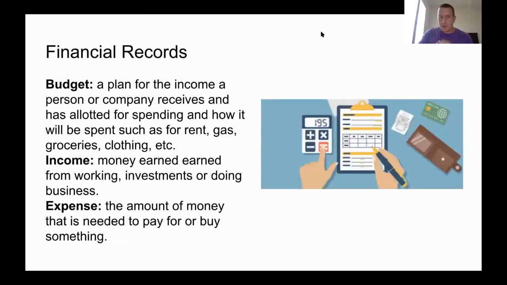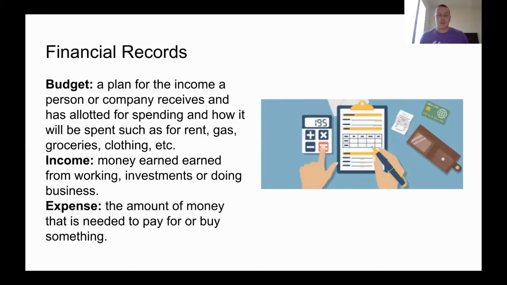So let's talk a little bit about a couple definitions that are important for us to know. The first one is budget. A budget is a plan for the income a person or company receives and has allotted for spending and how it will be spent, such as for rent, gas, groceries, clothing. So basically just think of like you writing down a plan of how you're going to spend the money that you earn, okay?